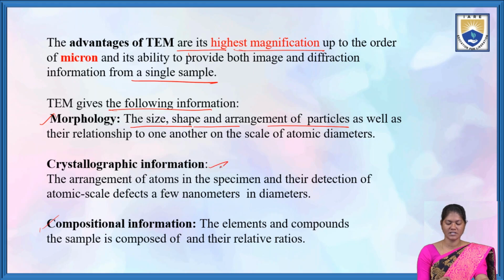Crystallographic information: the arrangement of atoms in the specimen can be known, along with the detection of atomic scale defects a few nanometers in diameter. Compositional information can be obtained, that is the elements and compounds the sample is composed of and their relative ratios.